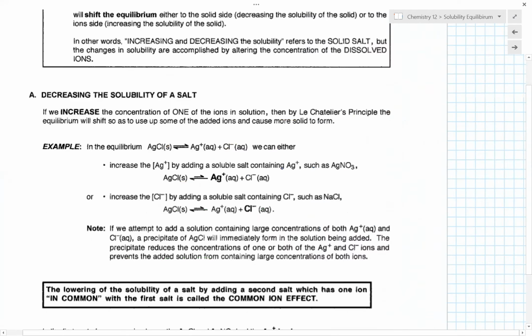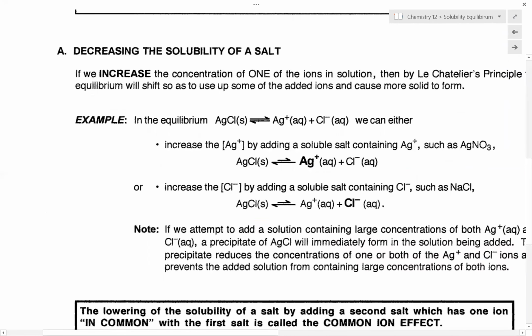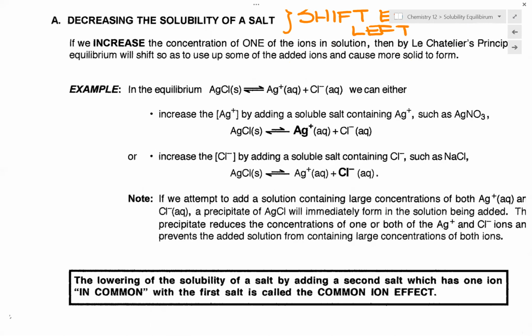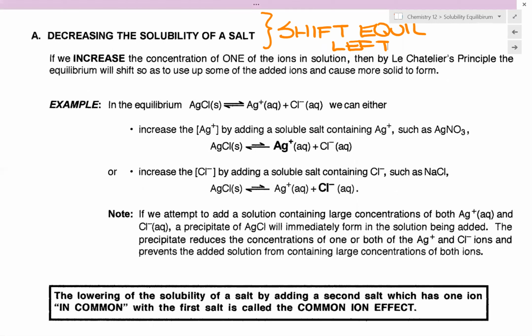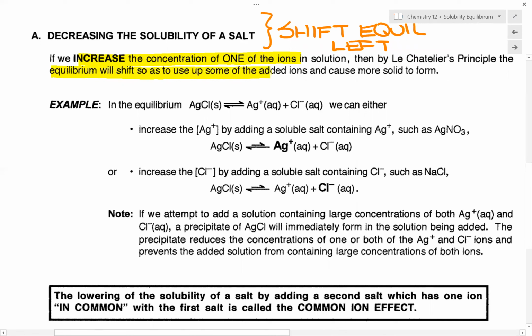So they talk about how you can decrease the solubility of a salt. Another way you could think of it is to shift the equilibrium to the left. So in this case, if you go through the examples here, it's pretty straightforward. It says if you increase the concentration of one of the ions, the equilibrium will shift so as to use up some of the added ions and cause more solid to form.